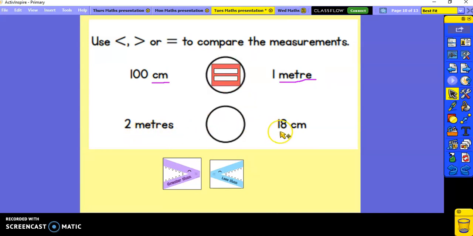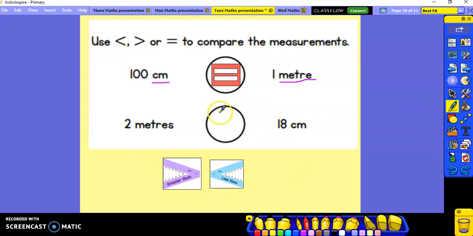2 metres or 18 centimetres. So think about 18 centimetres, how big that would be. And then think about 2 metres. So remember, a metre is 100 centimetres. So what would 2 metres be? Well done if you said 200 centimetres. So is 200 centimetres greater than or less than 18? Well done. 2 metres is greater than 18, and I'll just show you how you can draw that into the box.